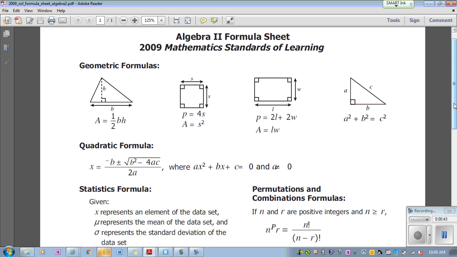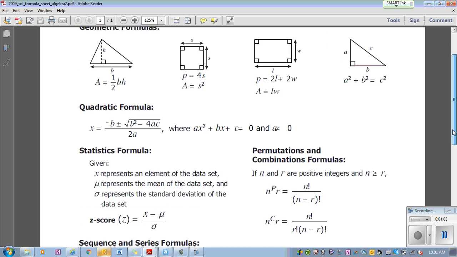Maybe your teacher did, but for the SOL test they're not. Okay. So on the SOL test, you may get some kind of geometry related type of thing. So they gave you 4 geometric formulas up at the top. Okay? That's what that is.